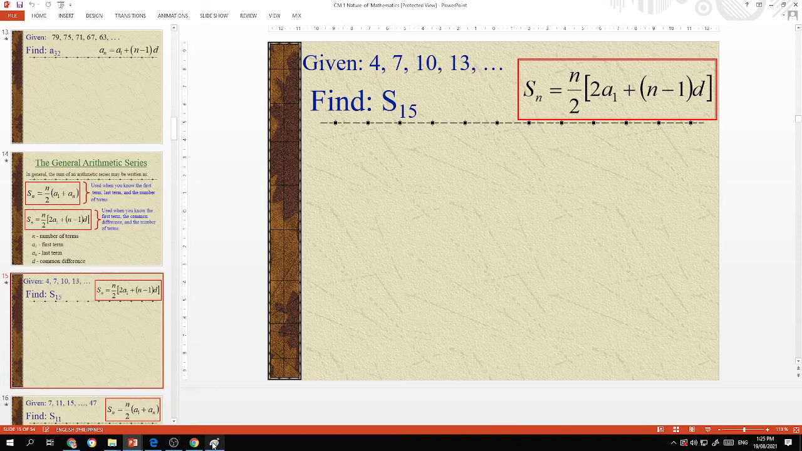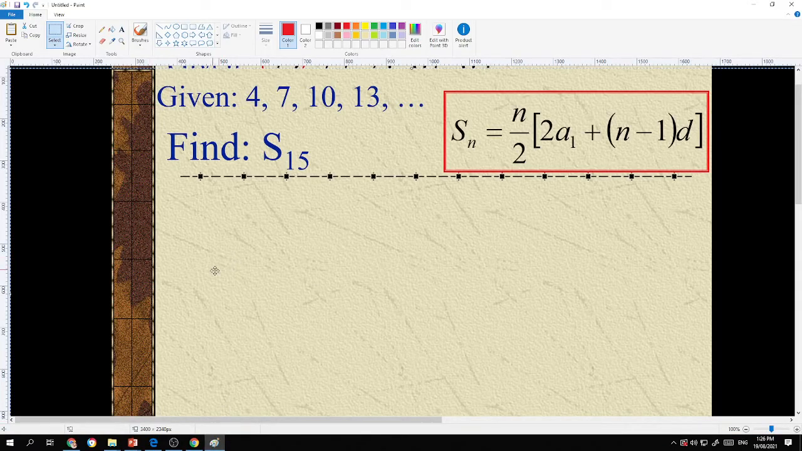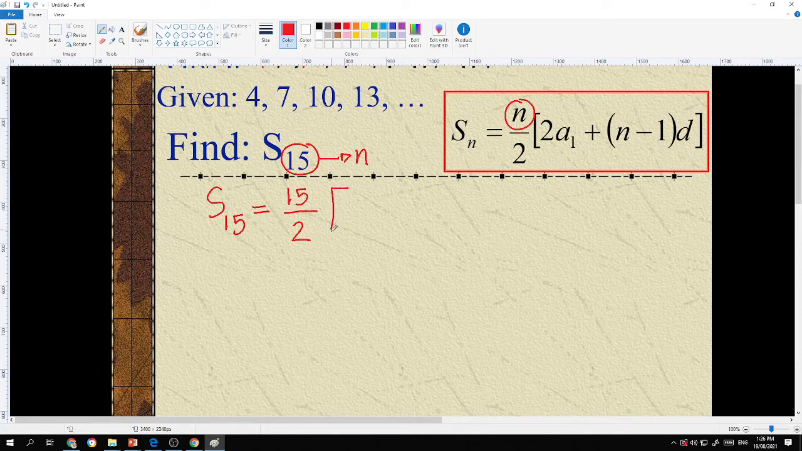Let's go back to our paint. There you go. So, I will be using the second formula. So, we have S sub 15 is equal to, what is the value of n? 15 divided by 2. Then you have 2 times, 2 times, what is the first term? 4. This is the first term.